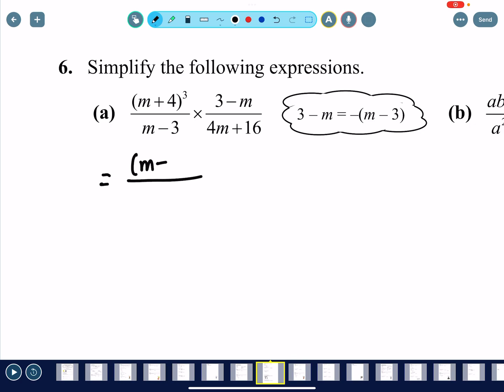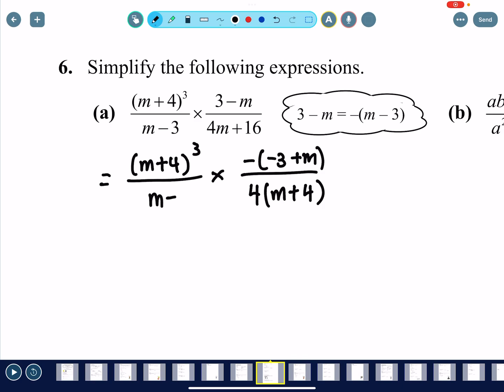So you have m plus 4 here, power 3, times. I'm going to switch the one on the top. So I'll take out the negative. Now it's going to be negative 3, positive m. I switch the sign on the top. The bottom, I factorize 4 out. I'll have m plus 16 divided by 4 is 4. On the bottom left will be just m minus 3.